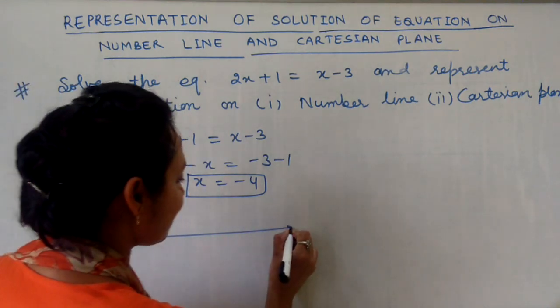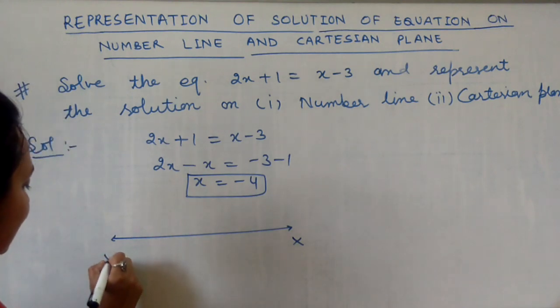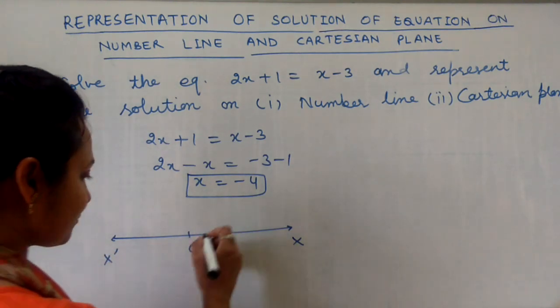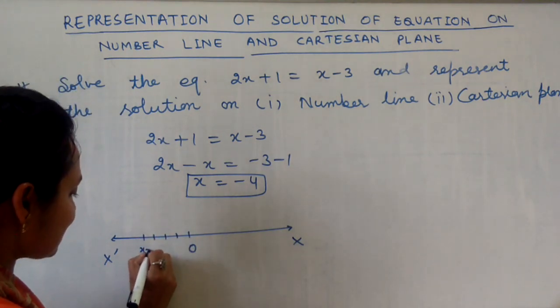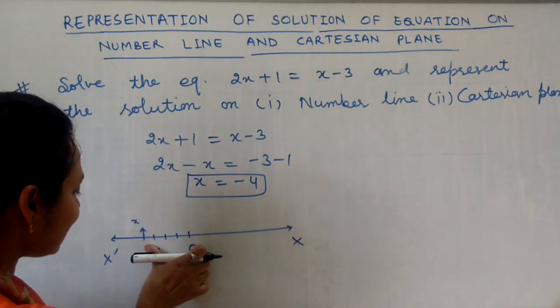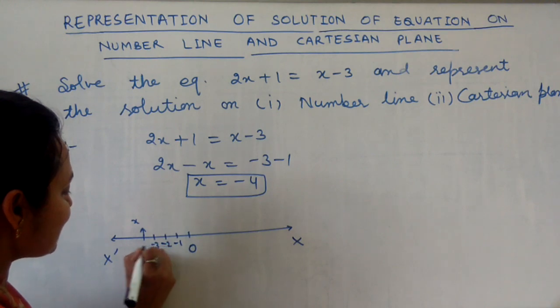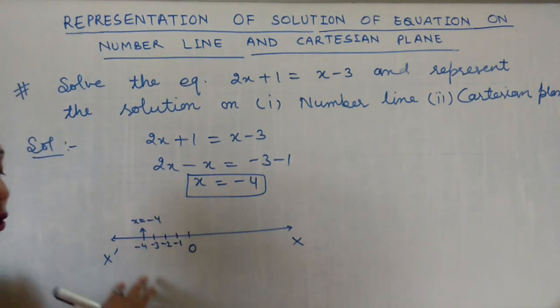So this is a number line. X and negative x, and at the center there is a 0. Minus 1, minus 2, minus 3, minus 4. So x is equal to minus 4. I will write here, that is minus 1, minus 2, minus 3 and minus 4. So x is equal to minus 4. This is the representation on the number line.